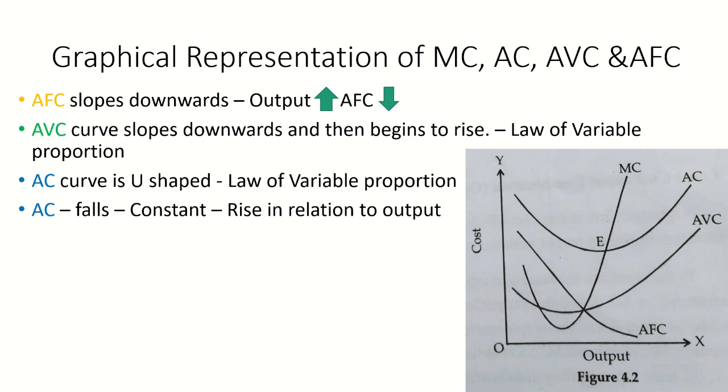First, related to the AFC, we can see that the AFC slopes downwards because when the output increases, the AFC goes downwards. And in the AVC curve, we can see that the AVC curve first slopes downwards, then begins to rise. And the AC curve is a U-shaped curve, first decreasing, staying constant, and again rising. The AC curve movement is basically because of the law of variable proportion.